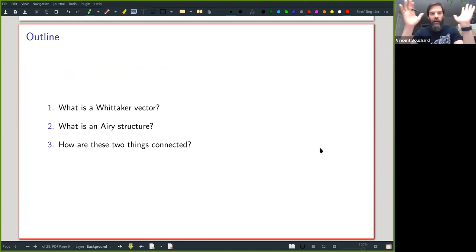So my rough outline is that first I'll define what a Whittaker vector is from the point of view of VOAs, vertex algebras. Then I'll define what an area structure is, because I presume most people outside of the community of topological recursion practitioners don't know. And then I'll explain how these two things are connected: how we can use area structures to construct Whittaker vectors and what kind of things that tells us about these Gaiotto vectors. All right.